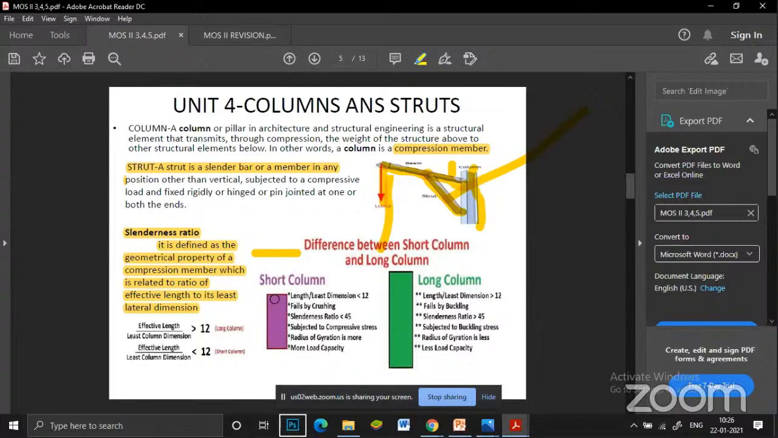In that case, you will have a doubt: what is buckling and what is crushing? Okay, I will tell you. The short column is subject to compressive stress. We know the long column is subject to buckling stress. The radius of gyration is more in one and less in the other. There is more load capacity in the case of a short column. Everyone will have an idea that if it is a long column, then it must carry more load capacity. But in this case, the short column carries more capacity. What's the reason? We will see further.